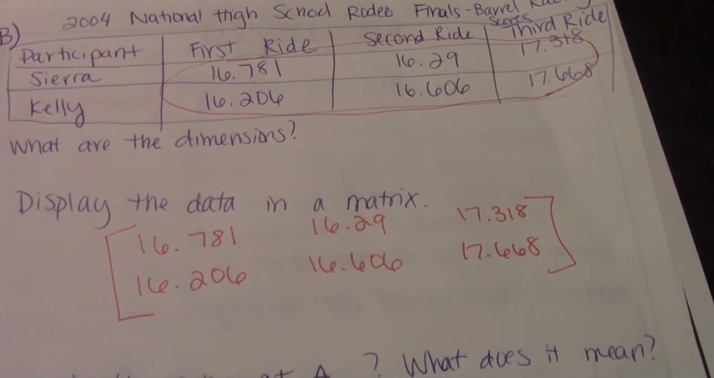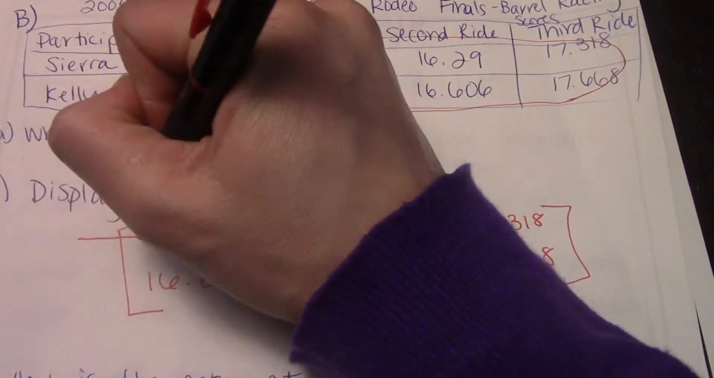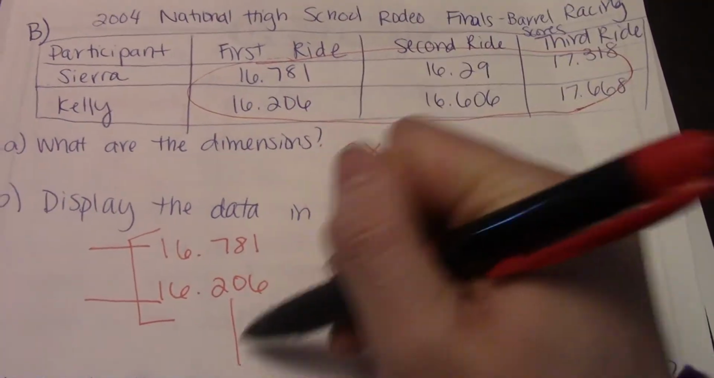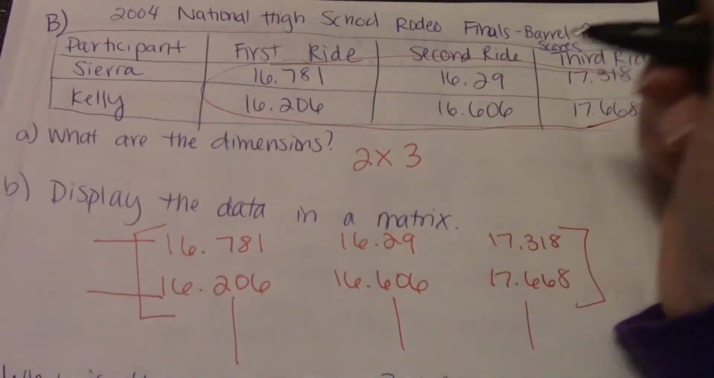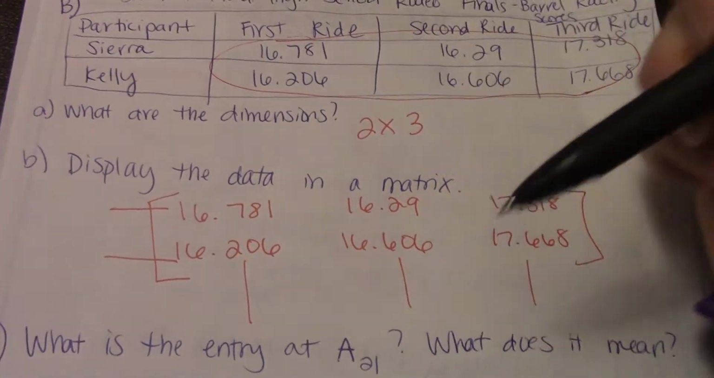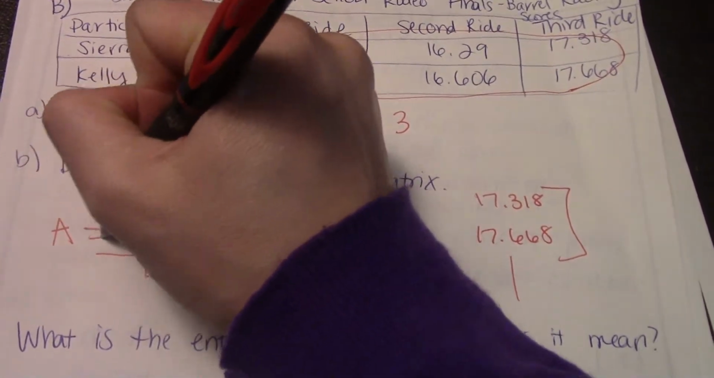Okay, remember we want rows by columns. So we've got 2 rows by how many columns? 1, 2, 3. So 2 by 3. We need to give this a name, and if we look down here, we actually see that it's going to tell us that this is A.